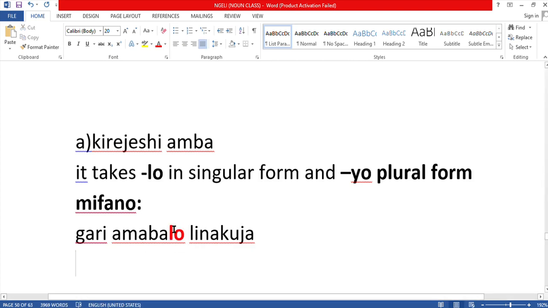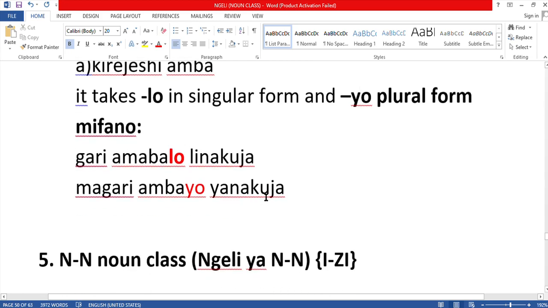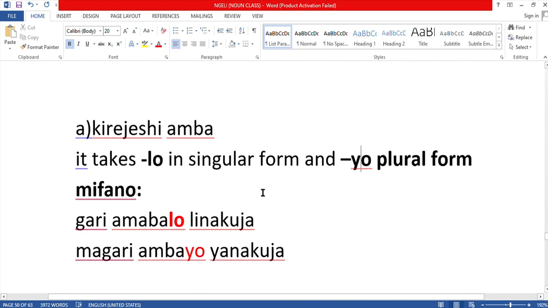Okay. Now, example in plural form: magari ambayo yanakuja. Cars that are coming. Magari ambayo yanakuja. Okay, magari ambayo yanakuja, the cars which are coming. Sawa.